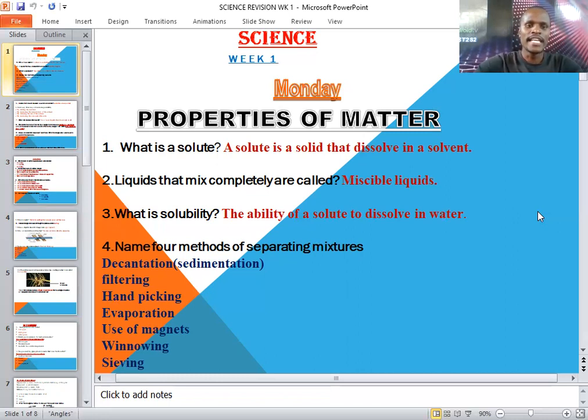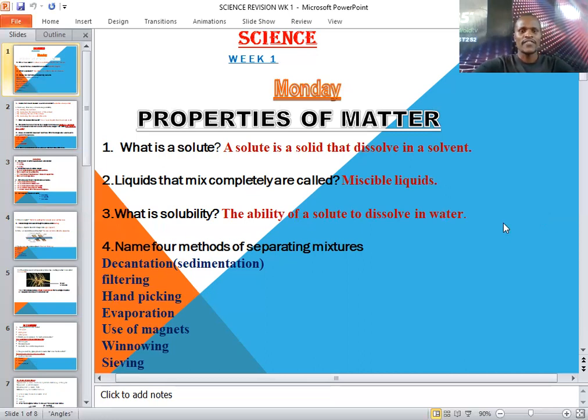Number two, liquids that mix completely are called, the answer was supposed to be miscible liquids. Remember, we said we have two types of liquids. One is miscible liquids, and number two, immiscible liquids. Miscible liquids are those liquids that are able to mix completely and form a uniform layer, or we call it a homogeneous mixture. While those that cannot mix, we call them immiscible liquids.